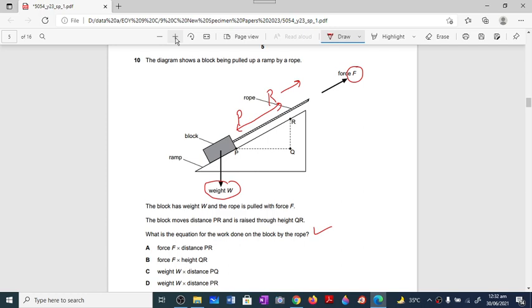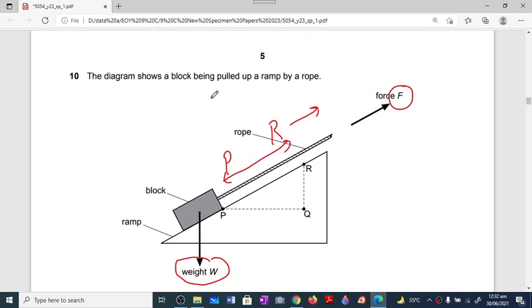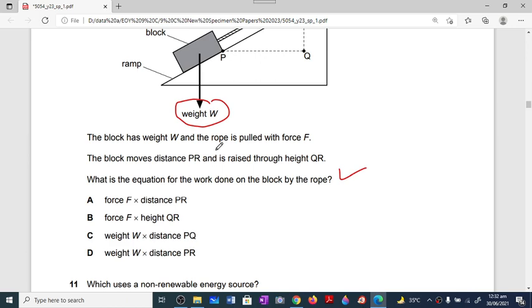So work done is the product of the force and the distance traveled in the direction of the applied force. So the correct answer for question number 10 will be option A, because the distance we have already figured out in the diagram is PR.